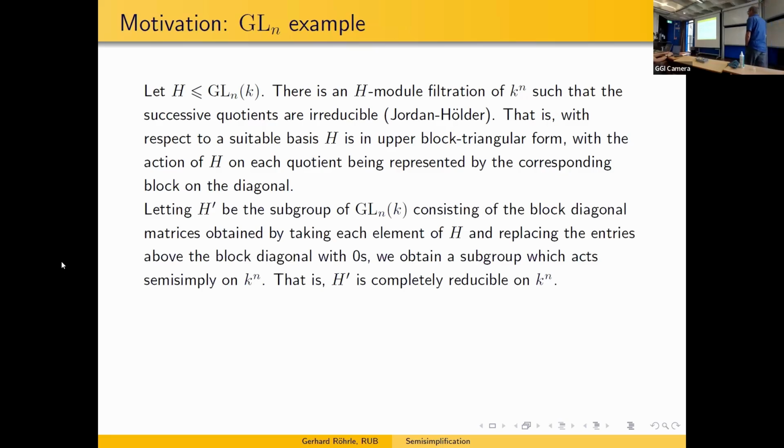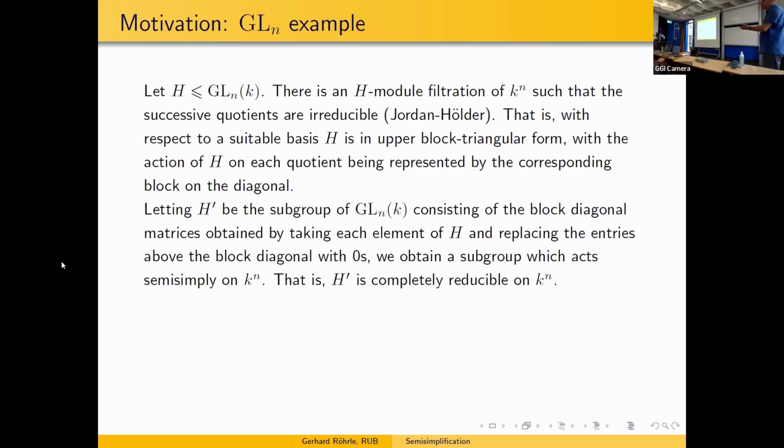Now I'm going to define another subgroup by simply deleting the upper block entries, setting them to 0. Let's call this subgroup H prime. It consists of the remaining diagonal block elements, the products of smaller GL_{n_i}. This new group H prime acts completely reducibly, as a direct product of these smaller GL_{n_i}, on K to the n. So you could call this a semi-simplification of that initial group we looked at.